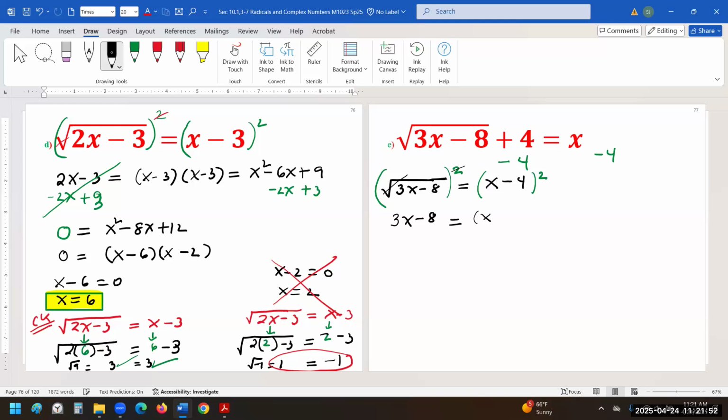Same thing, the other side, we cannot distribute the power. Instead, we have to FOIL them out. So when you FOIL, you get x squared minus 8x plus 16. What do we do next? We need to bring the 3x and negative 8 to the other side. So we subtract 3x, but add 8.